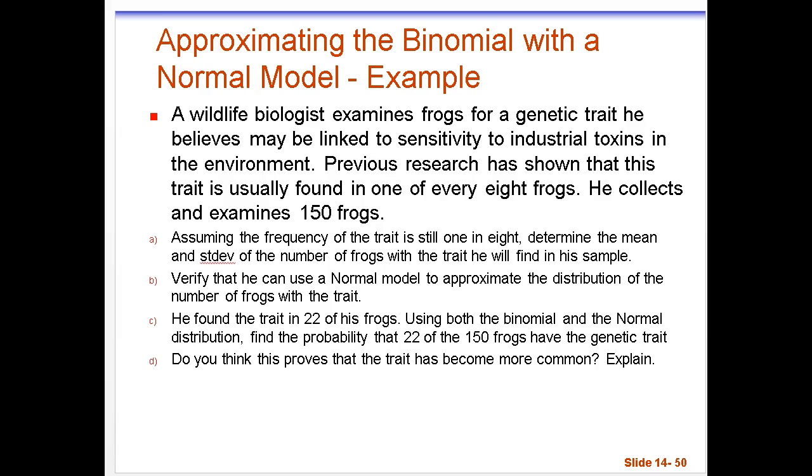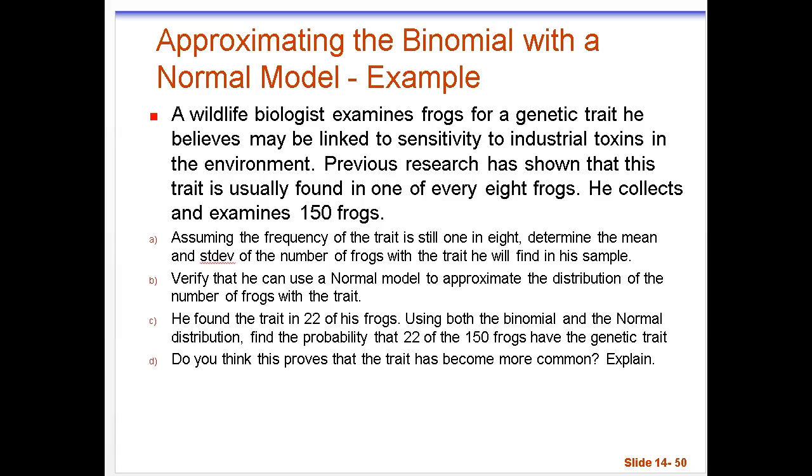So they either have the trait or they don't have the trait, which kind of makes this a binomial anyway. And because we're doing a count, it's also a binomial situation because we're given the sample size of 150, and we're told the proportion of frogs that have this genetic trait. Okay, so all that tells me I should be using the binomial distribution.